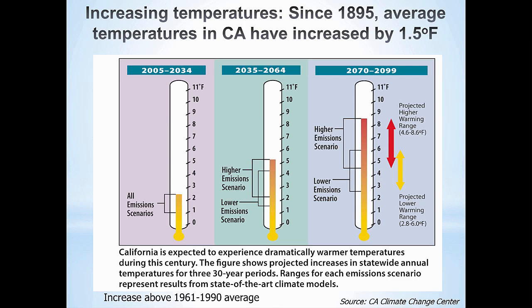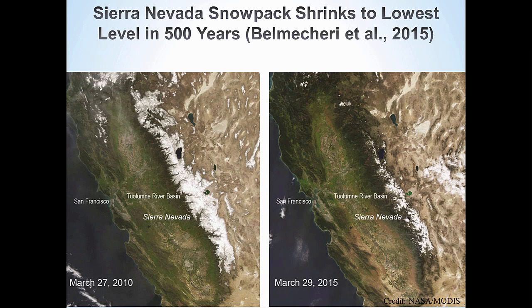This is a recent graphic that shows that the snowpack in the Sierra Nevada is the lowest in 500 years. Okay, so this graphic shows just what the temperature can do for the Sierra Nevada.